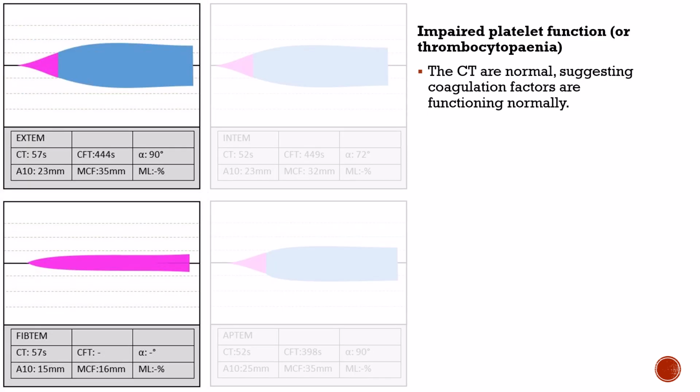Exactly the same as the last one. So the FibTem is normal, so we know it's not a fibrinogen problem. It's not a fib issue, it's a platelet issue. So we've got impaired platelet function in this one, or low platelets. So this patient would need some platelets. The CFT is slightly prolonged, but as I was saying, that's kind of non-specific.